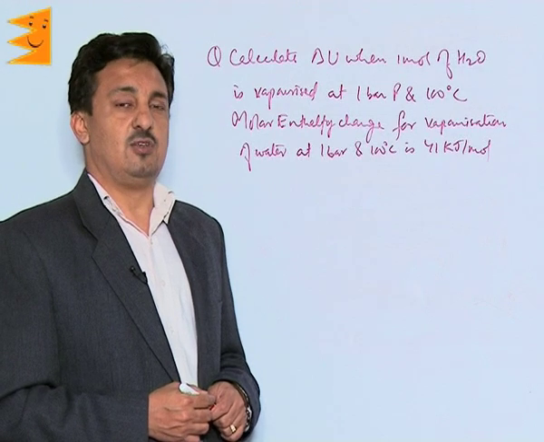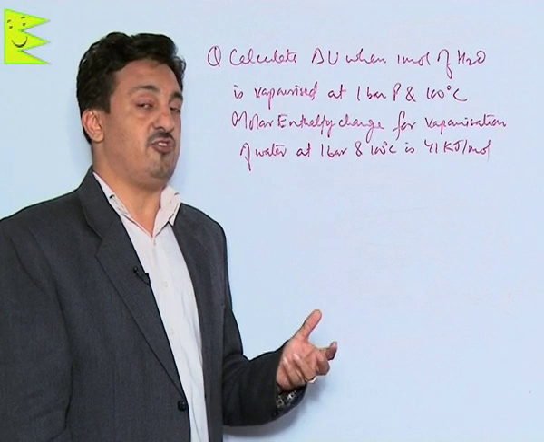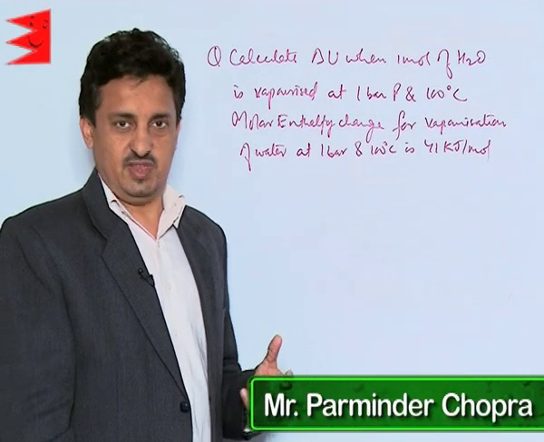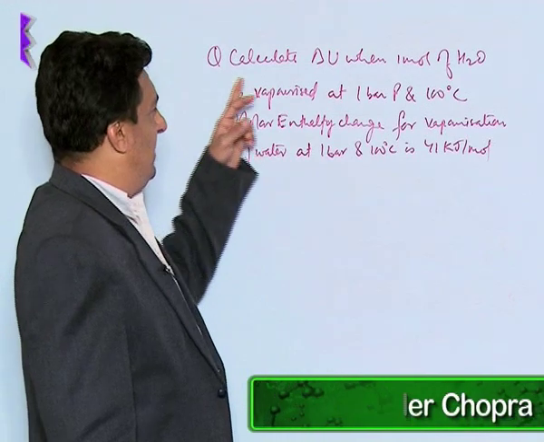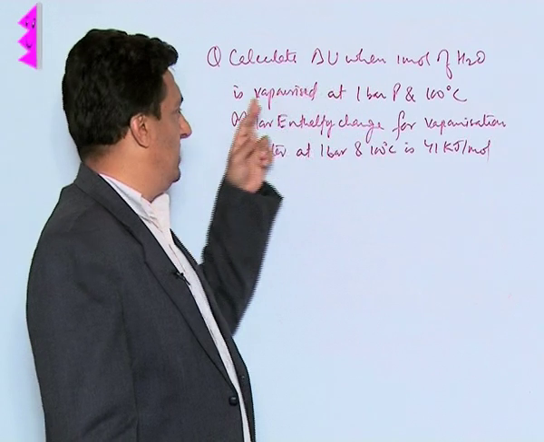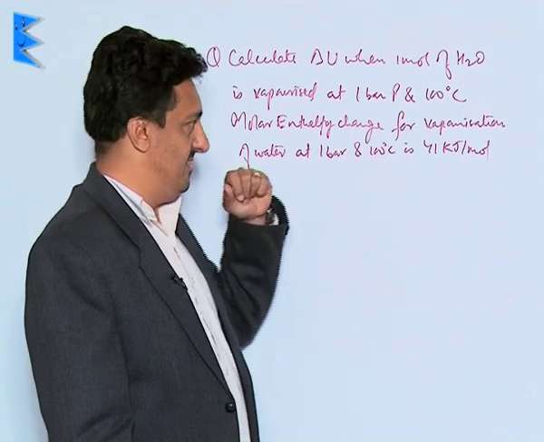Let us see a numerical to find out how it becomes significant when we have a volume change during any reaction or a process, to find out the enthalpy or internal energy change of a reaction. The numerical is: calculate delta U, the internal energy change, when 1 mole of water is vaporized at 1 bar pressure and 100 degrees Celsius.